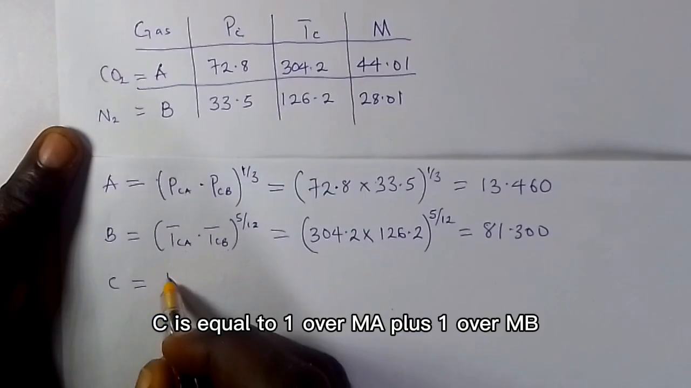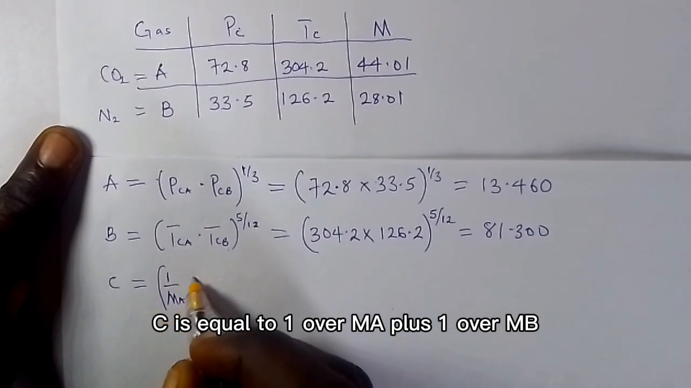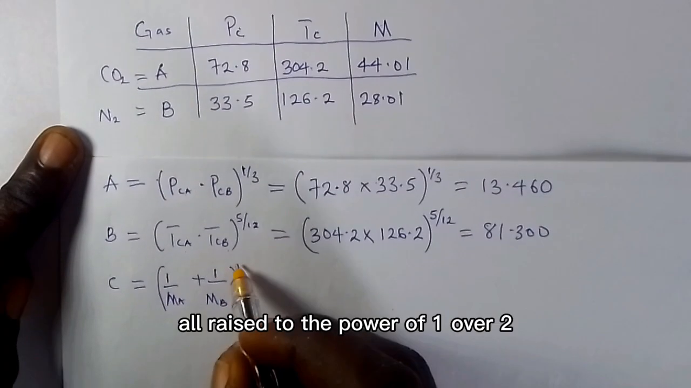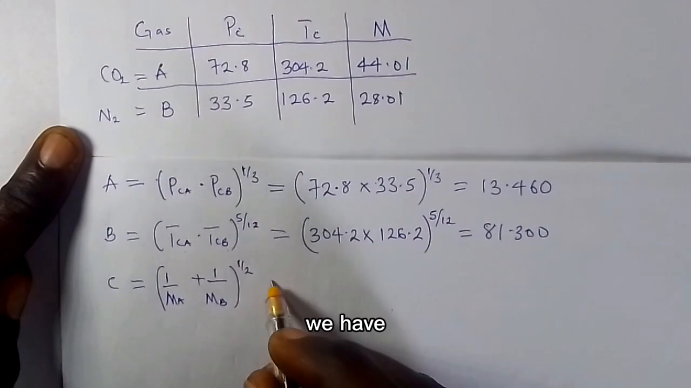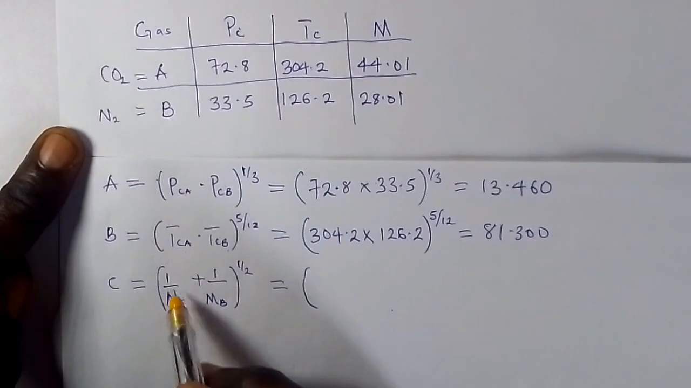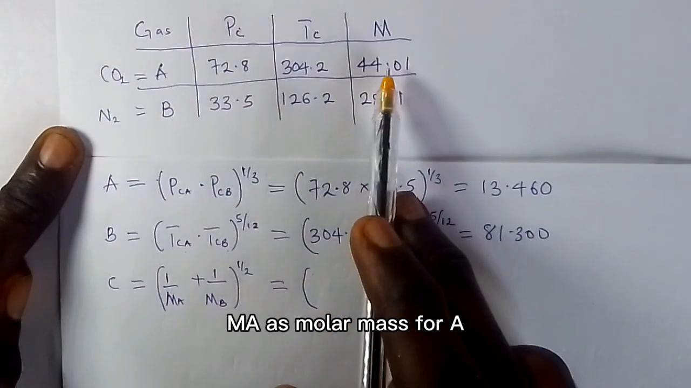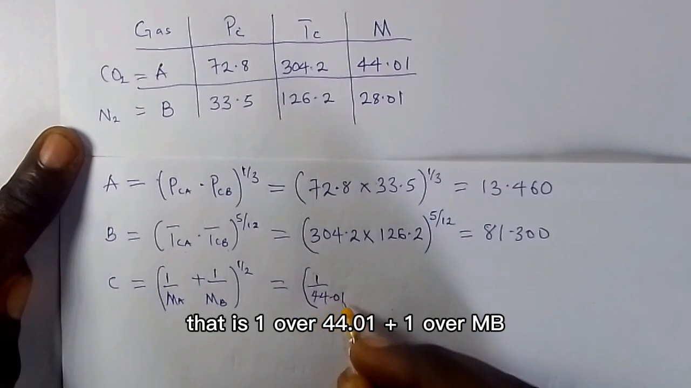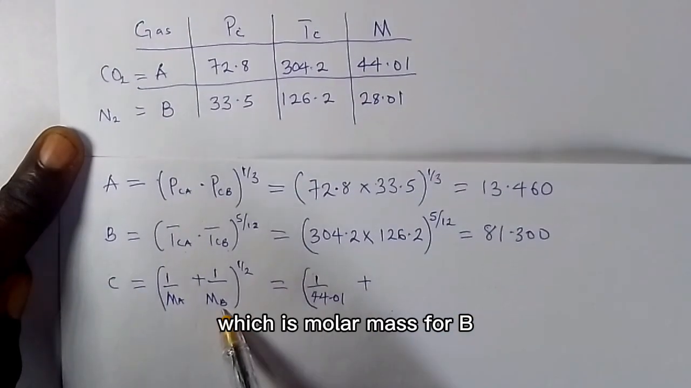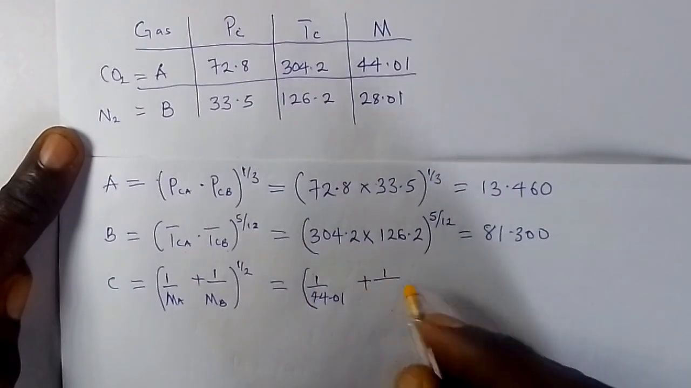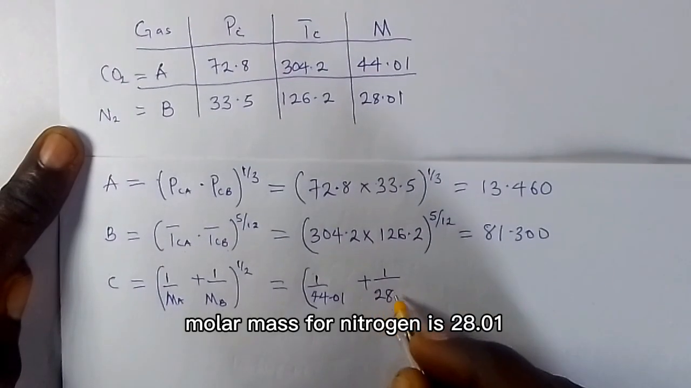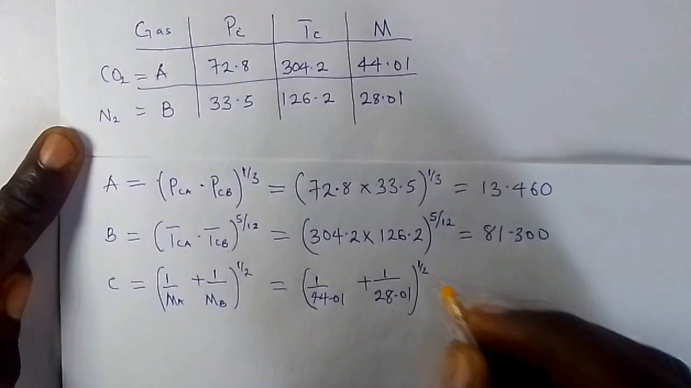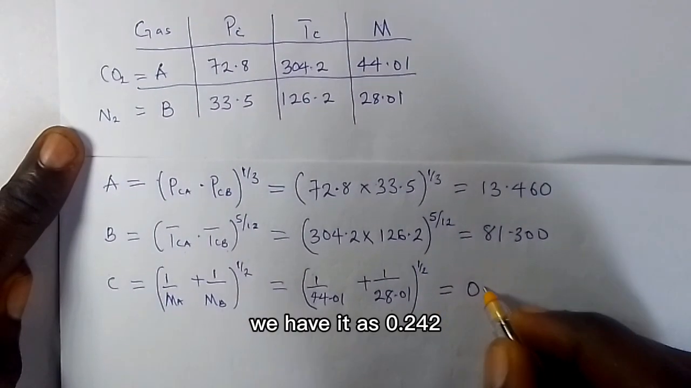C is equal to 1 over MA plus 1 over MB, all to the power of 1 over 2. We have MA as molar mass for A, that is 1 over 44.01 plus 1 over MB, which is molar mass for nitrogen, 28.01. All to the power of 1 over 2. We have it as 0.242.